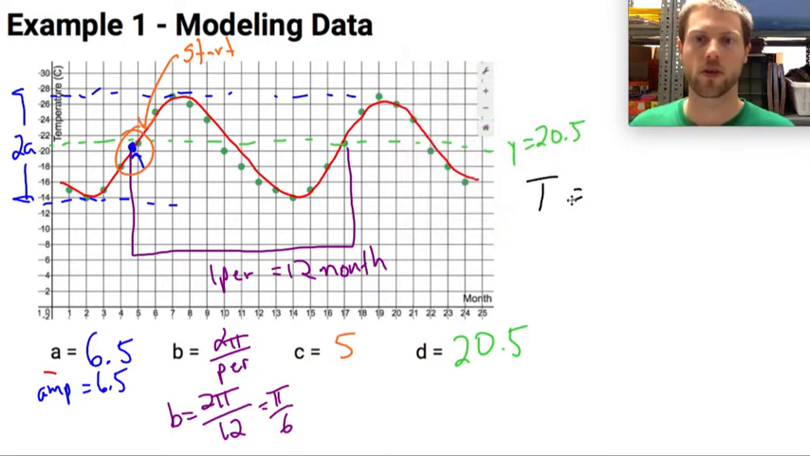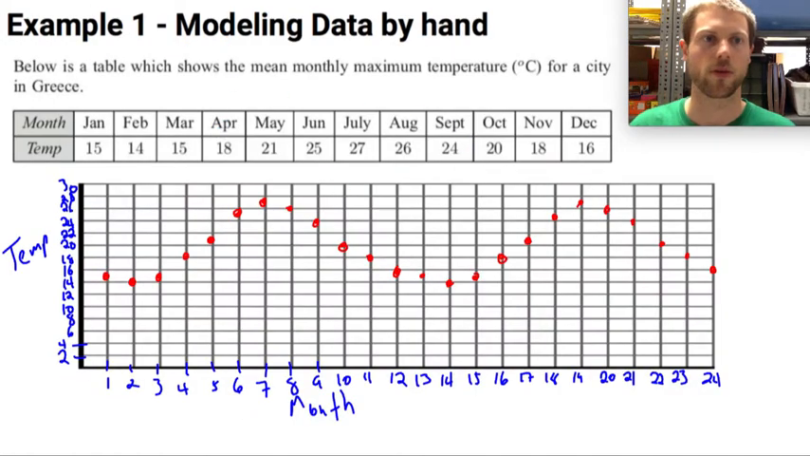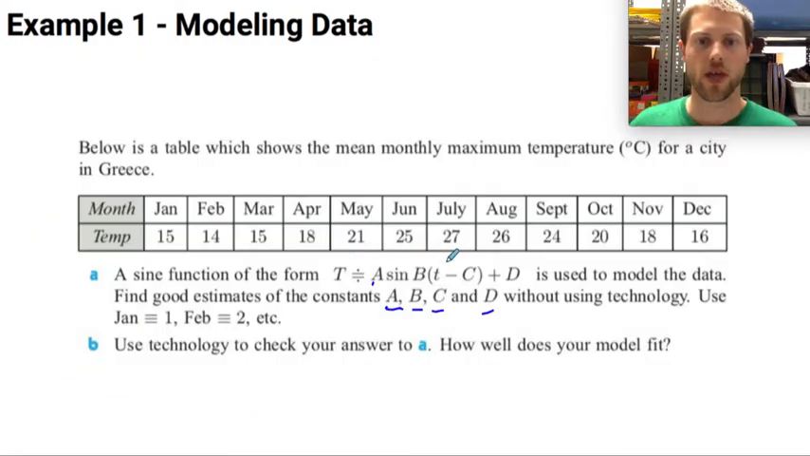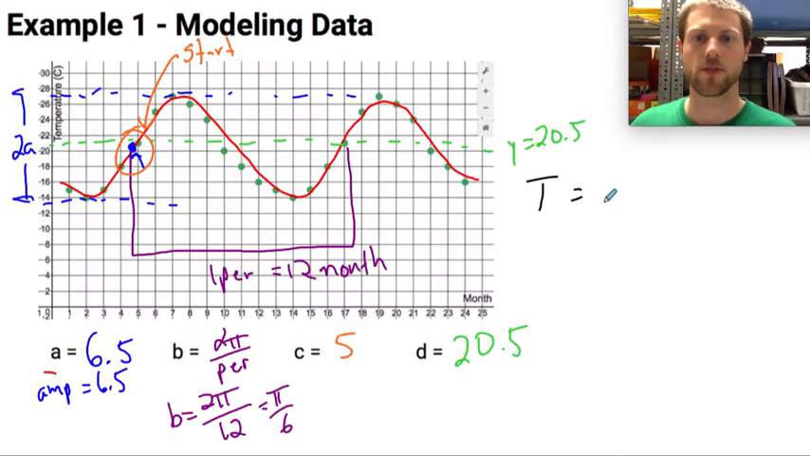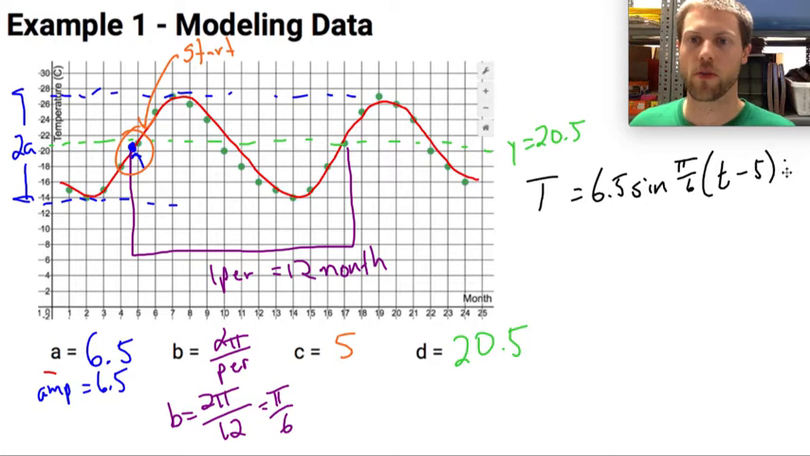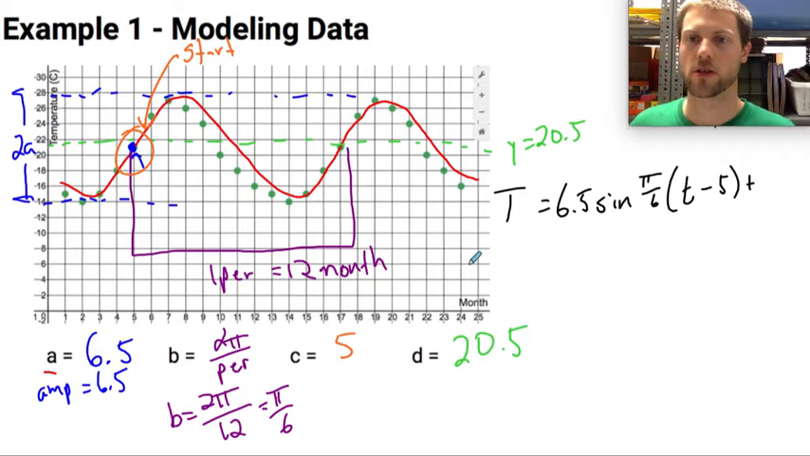T for temp is going to equal, let's see what the format was that it was asking for: T equals A sine B times t minus C. So capital T is going to equal 6.5 times the sine of B, which is pi over 6, times t minus 5, plus, and running out of room, let's see if I can scoot that over, plus 20.5. So that's my by-hand equation.